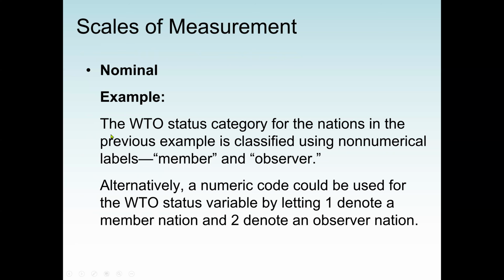An example here is the WTO status category for the nations. In our previous example, we saw the data set. It used non-numerical labels. For example, whether you're a member of the WTO, or you are not a member, or you are an observer of the WTO. So member, observer, or not a member, we cannot do any arithmetic operation except by counting.